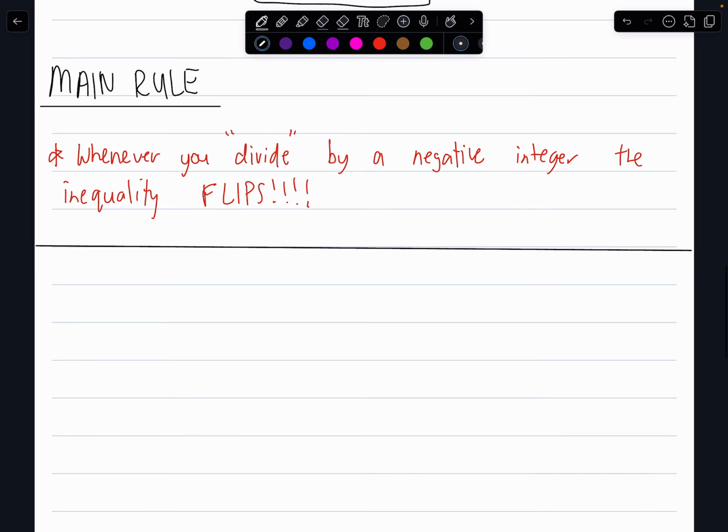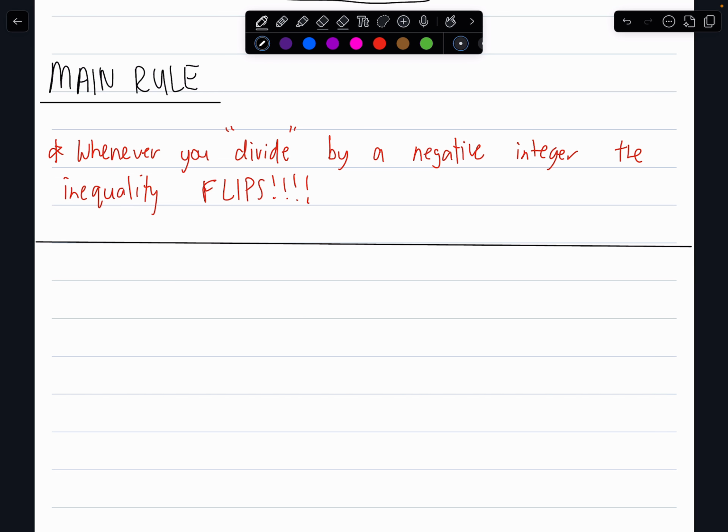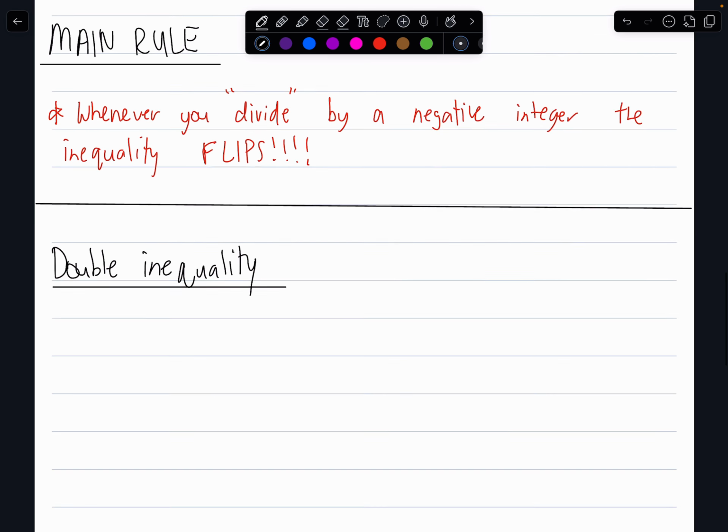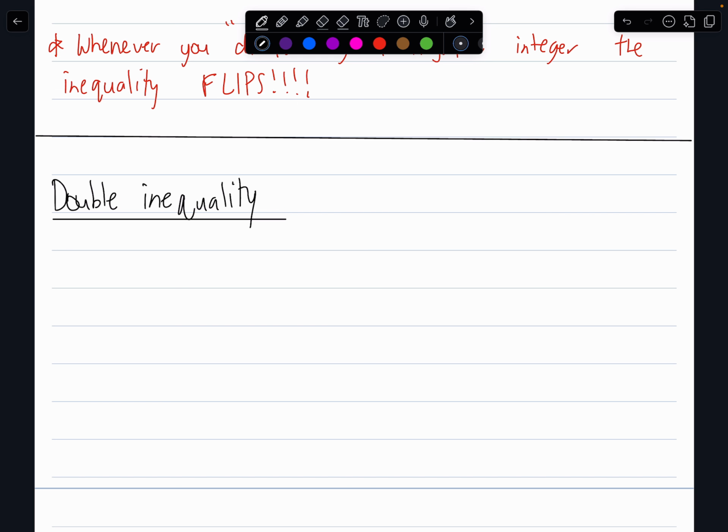So let's go into some other harder questions. What if we have a question that is a double inequality? Now, some of you guys may be like, what is this guy talking about? What is a double inequality? I'm going to show you, because you may get questions like this on a test, and it may be in like a thinking section or an application section. So let's say you had a question like this.